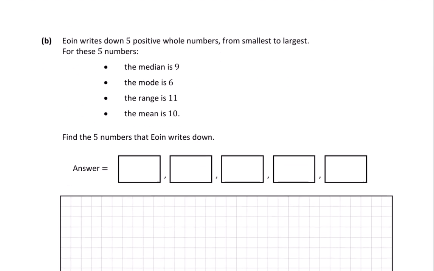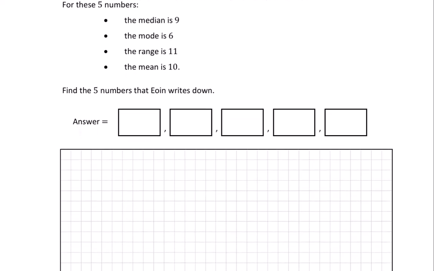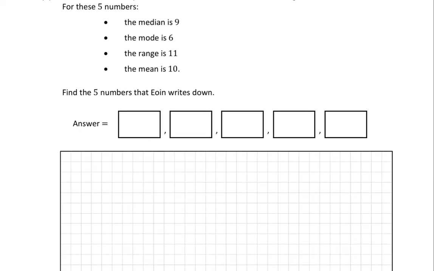Okay, next one. Owen writes down 5 positive whole numbers from smallest to largest. For these 5 numbers, the median is 9, the mode is 6, the range is 11, and the mean is 10. Find the 5 numbers that Owen writes down. Because there are 5 numbers, an odd number of numbers, there is a median. The median is part of the data. They tell us the median is 9, so 9 must go there.